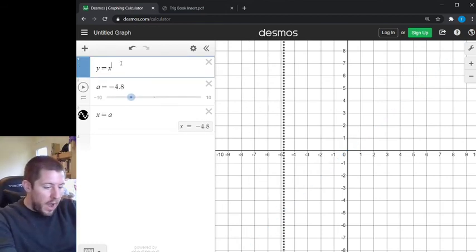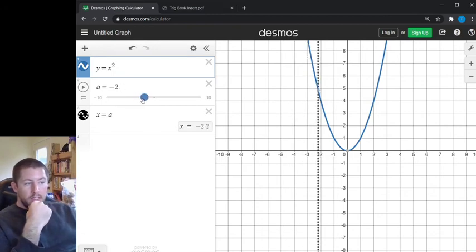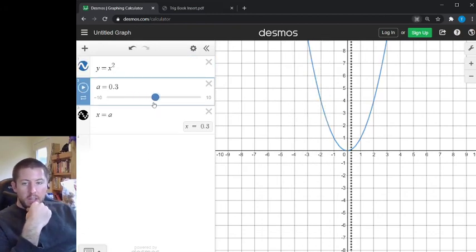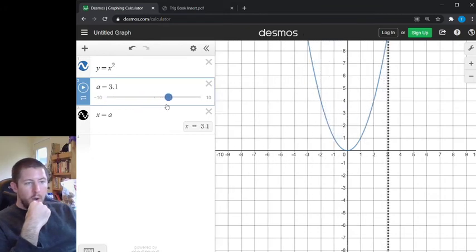Then we looked at y equals x squared and we see the same thing. As I drag a vertical line across this graph, it's only ever hitting the graph one time right here, saying to me there's always only one output associated with each input. So we're good to go with that one.